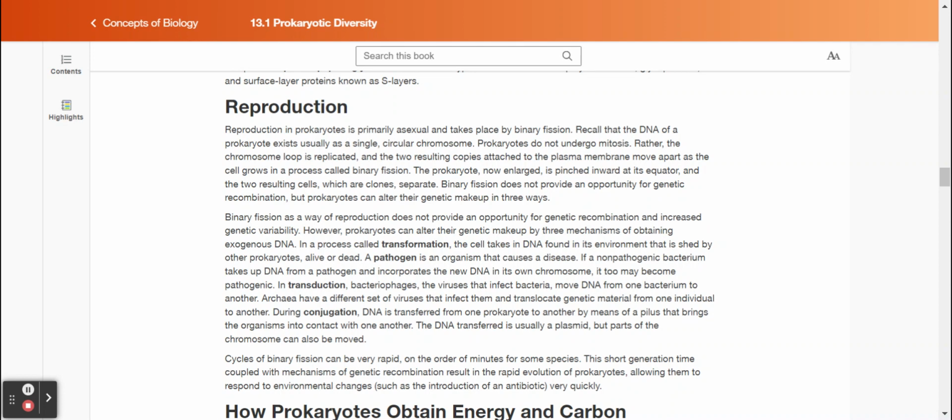Cycles of binary fission can be very rapid, on the order of minutes for some species. This short generation time, coupled with mechanisms of genetic recombination, results in the rapid evolution of prokaryotes, allowing them to respond to environmental changes, such as the introduction of an antibiotic, very quickly.